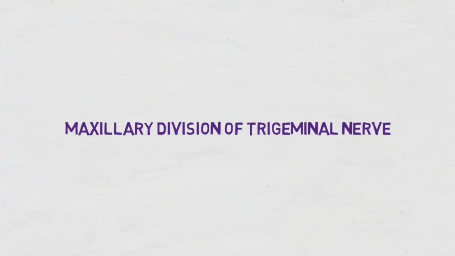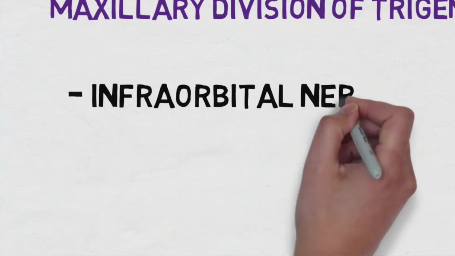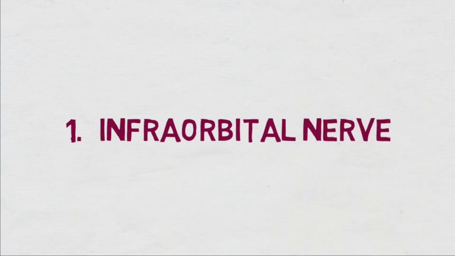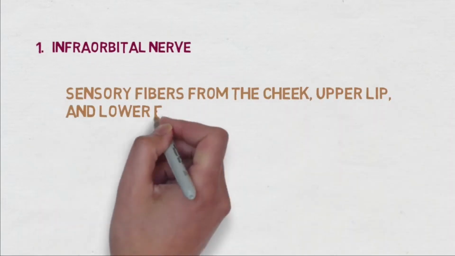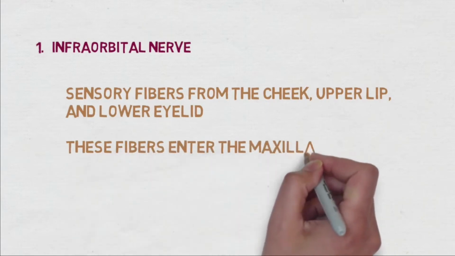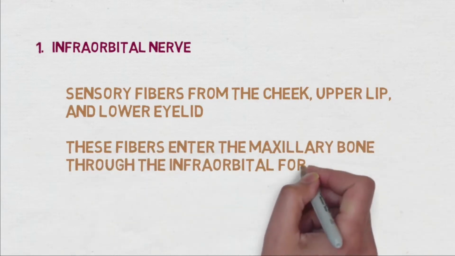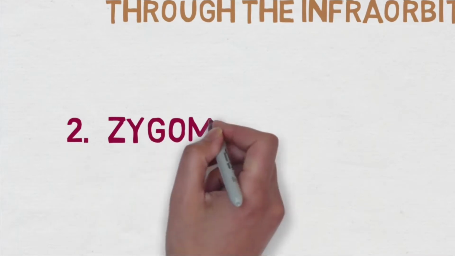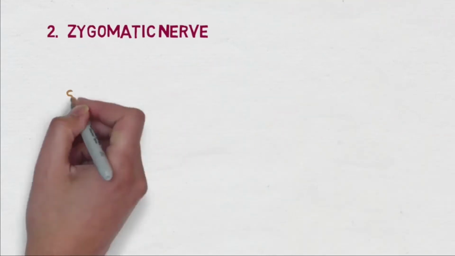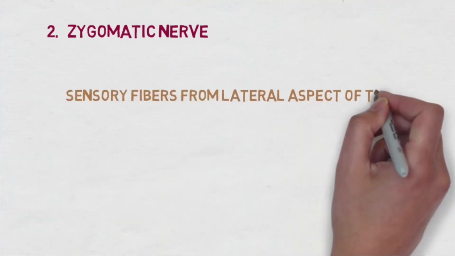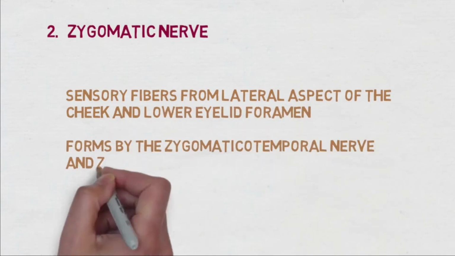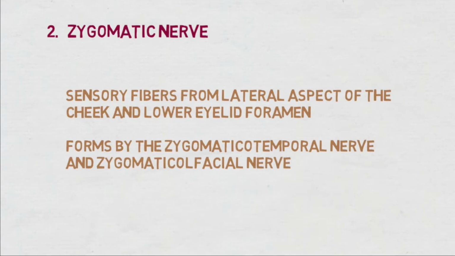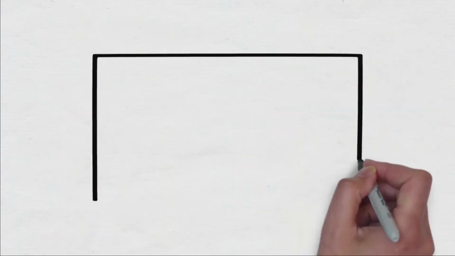The maxillary division of the trigeminal nerve is divided into the infraorbital nerve and zygomatic nerve. The infraorbital nerve carries sensory fibers from the cheek, upper lip, and lower eyelid. These fibers enter the maxillary bone through the infraorbital foramen. The zygomatic nerve carries sensory fibers from the lateral aspect of the cheek and lower eyelid. They are formed by the zygomatico-temporal nerve and zygomatico-facial nerve.